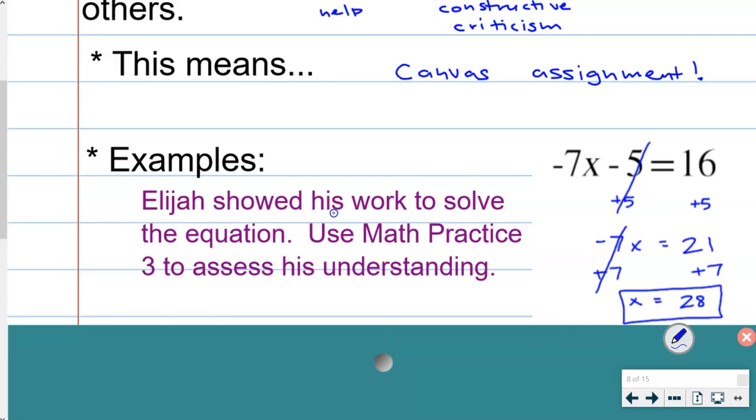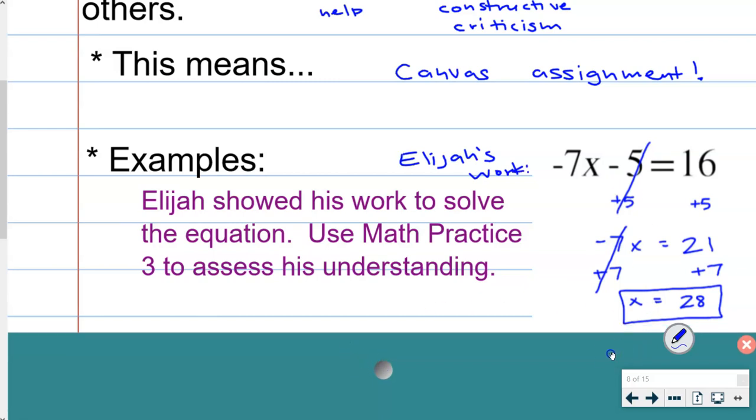It says, Elijah showed his work to solve the equation. Here's the equation. And your job is to use Math Practice 3 to assess his understanding. This is what I need you to write down. I need you to write down the equation, but I also need you to say Elijah's work. So it'll look something like this. Elijah's work. And then you'll copy down the equation and his work. Does that make sense? So you don't need to write down all of these words in purple. Elijah's work, and copy that down.